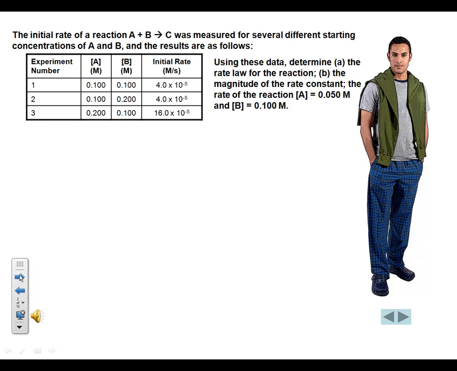We are given a table of data that relates concentrations of reactants with initial rates of reaction, and are asked to determine the rate law, the rate constant, and the rate of the reaction at different concentrations. We will assume that the rate law is in the standard general form as follows.